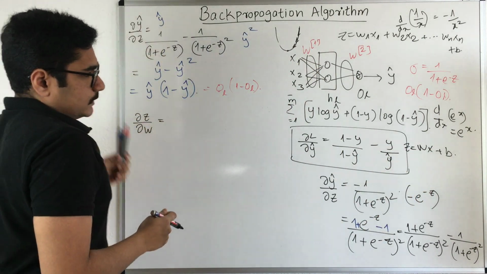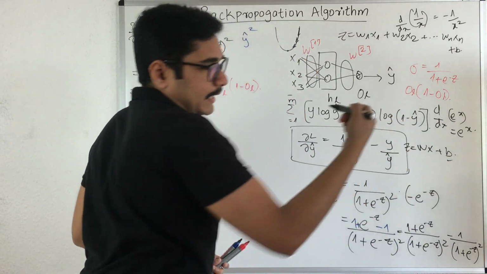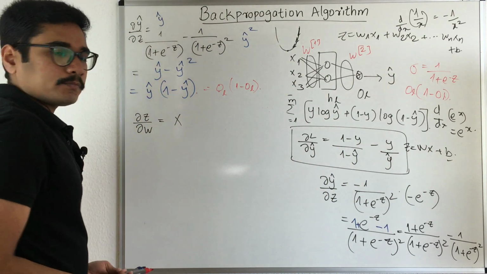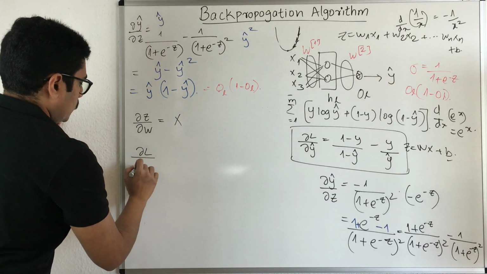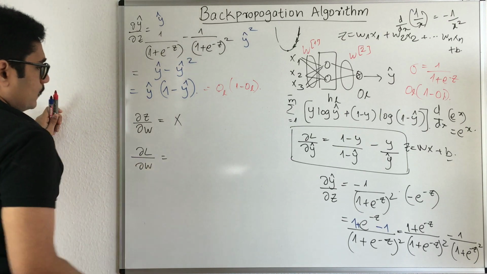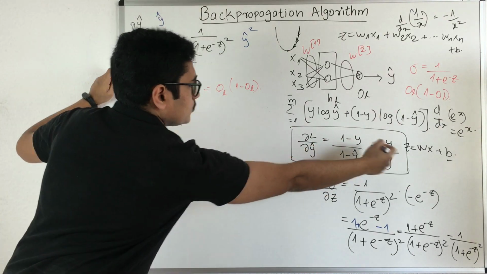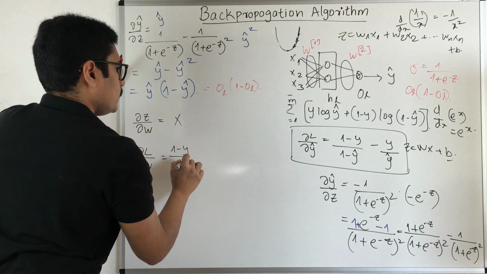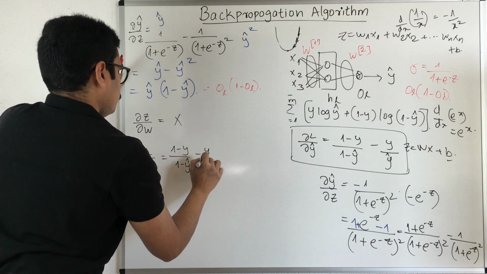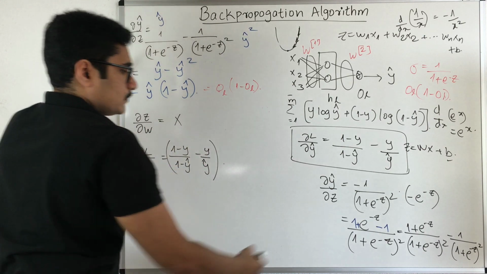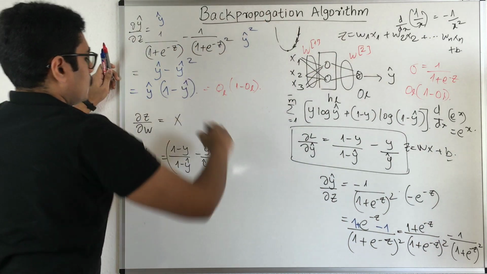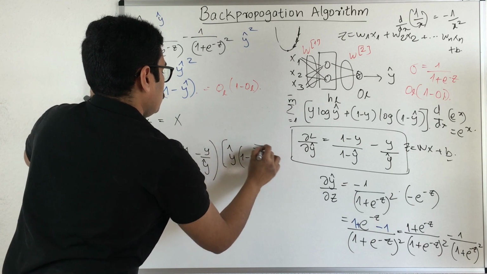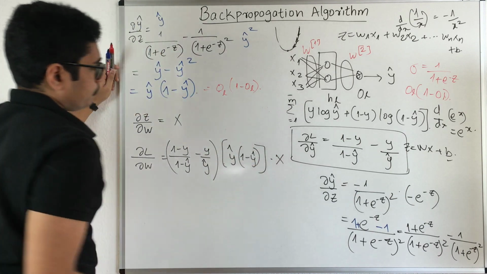So if you differentiate this, b is a constant, so that becomes 0. Then for w you are left with x. So our final ∂L/∂W became, you have this particular quantity, so this is the first quantity, (1 - y cap - y)/y cap. This is the first quantity. The second quantity is this, that is y cap (1 - y cap), and finally you have x.